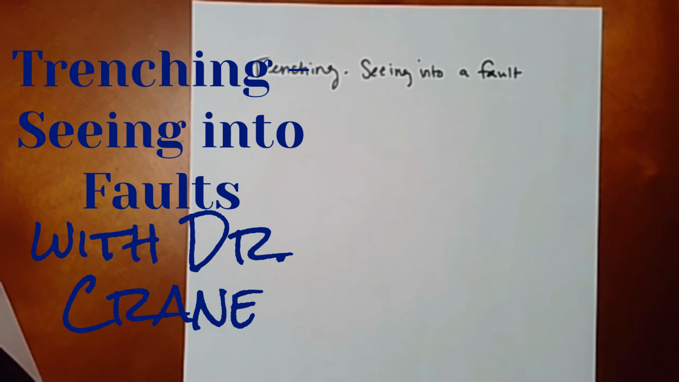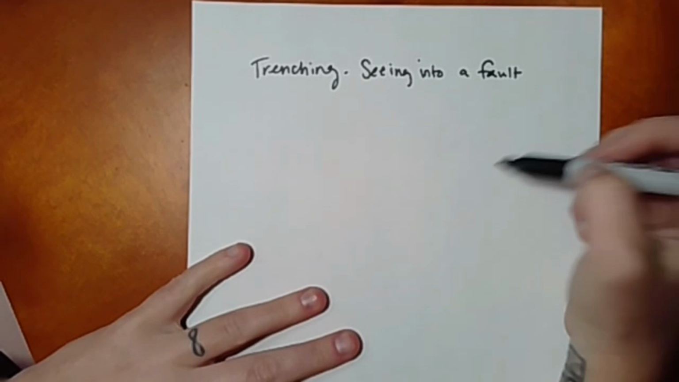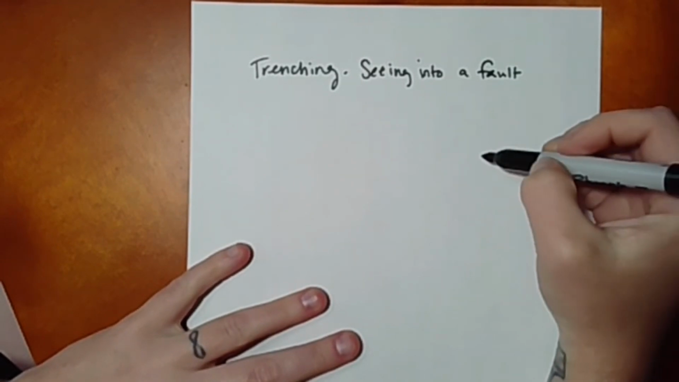In this video, we're going to talk about how to see into a fault or see into a rock unit. Now, you can do that through trenching if you were doing this in the field. So when we talk about this, you can also think about this as how you would orient your trench so that you're best seeing into the rock.